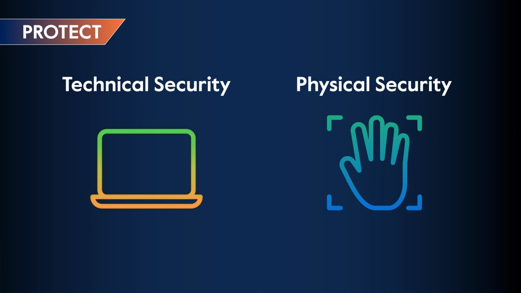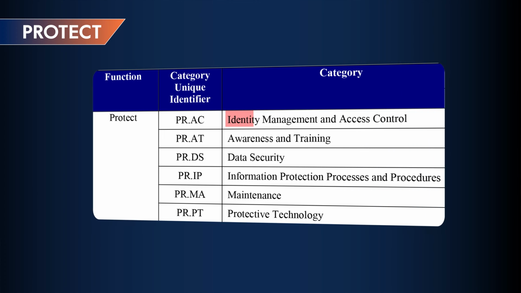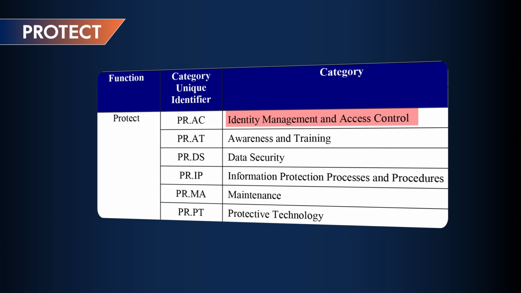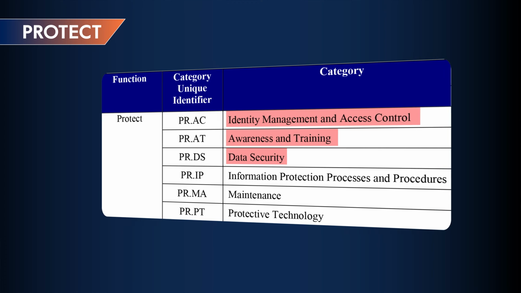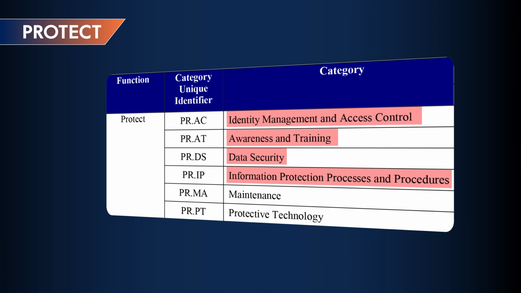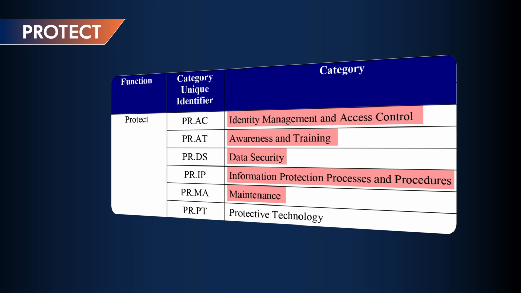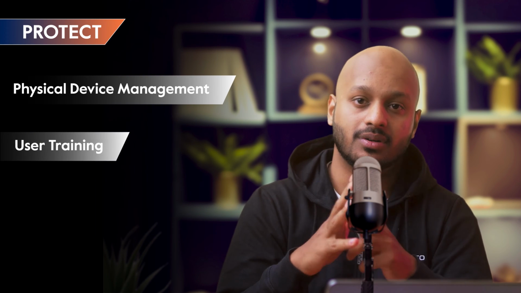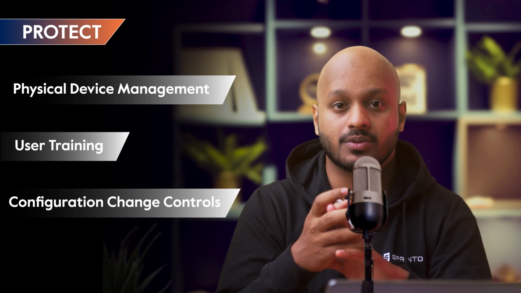Number 2 is protect. The protect function covers much of the technical and physical security controls required for developing and implementing appropriate safeguards and protecting your critical infrastructure. Categories under this include identity management and access controls, awareness and training, data security, information protection processes and procedures, maintenance, and protective technology. Some controls include physical device management, user training, configuration change controls, etc.